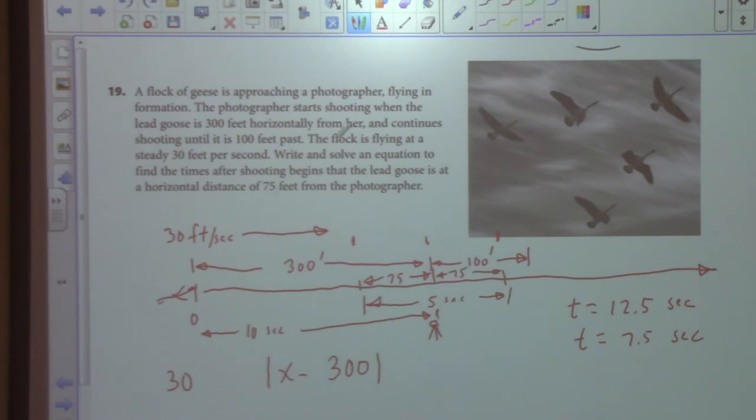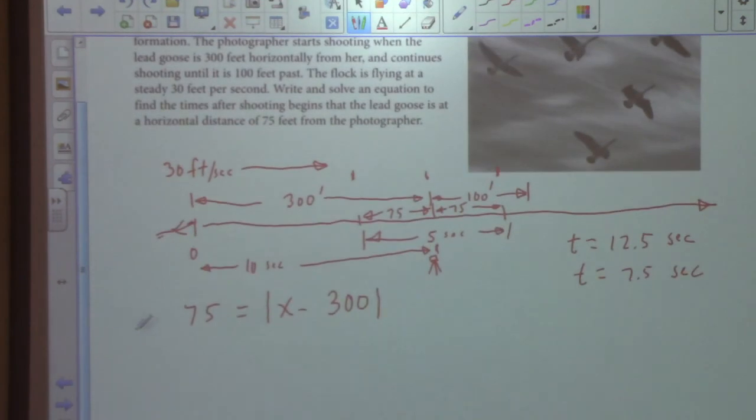So we would equal 75, right? Yes. And when we would add, well, that's going to take care of the distance for us, isn't it? Because we'd have x minus 300 equals 75, and we'd have x minus 300 equals negative 75. So that's going to get the distance, right, isn't it?